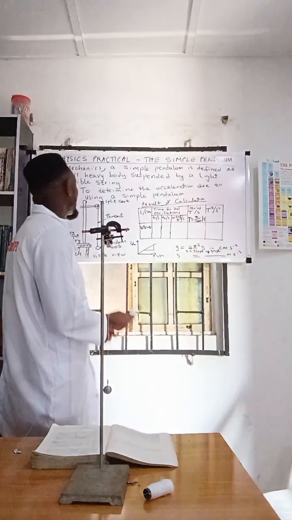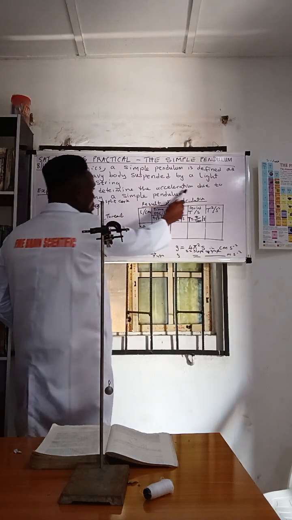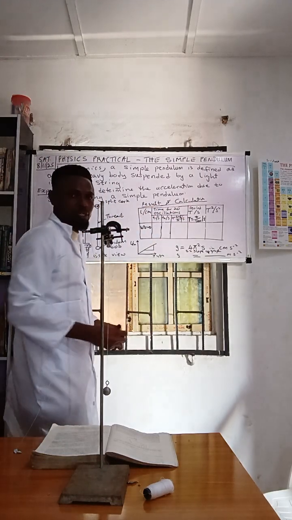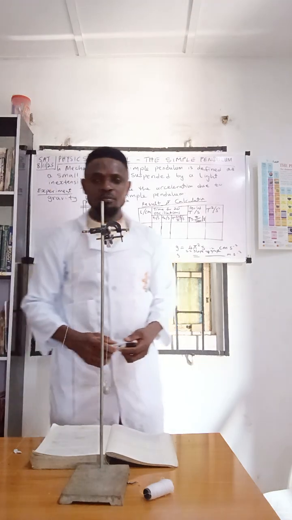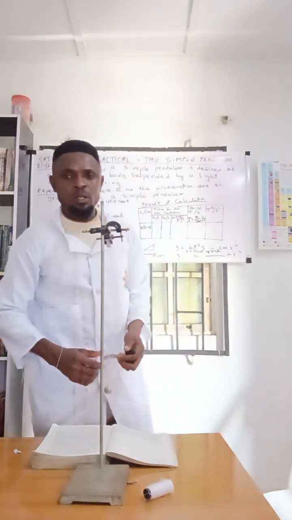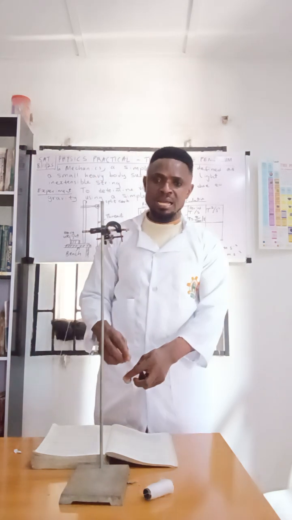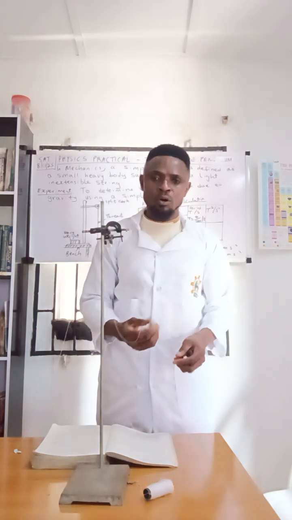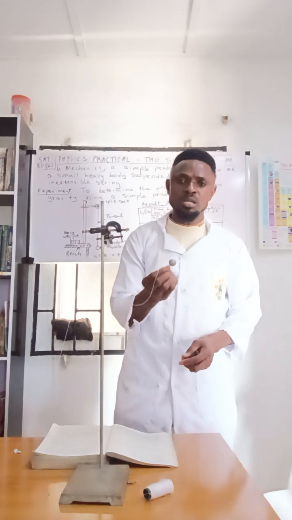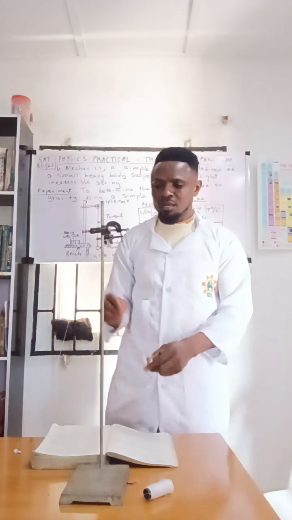Today we want to look at how we can determine the acceleration due to gravity using the simple pendulum. The simple pendulum is made by attaching a length of thread to a metal bulb. The metal bulb is called the pendulum bulb.